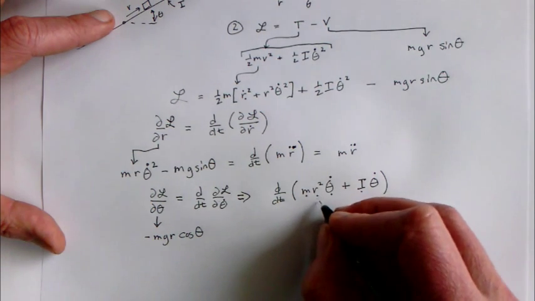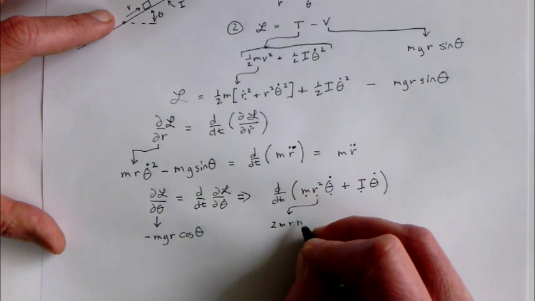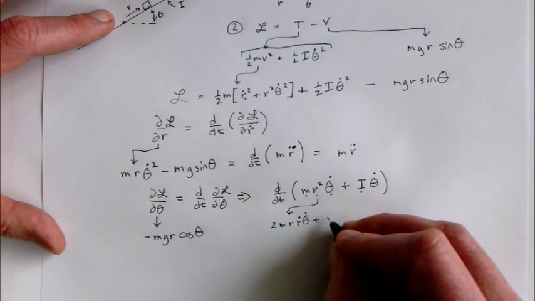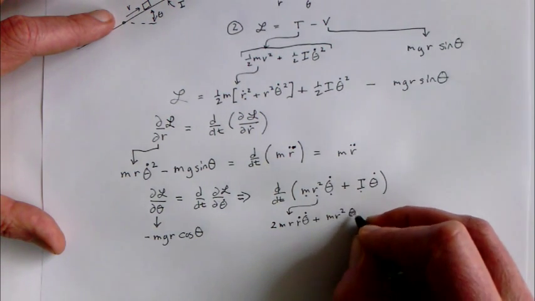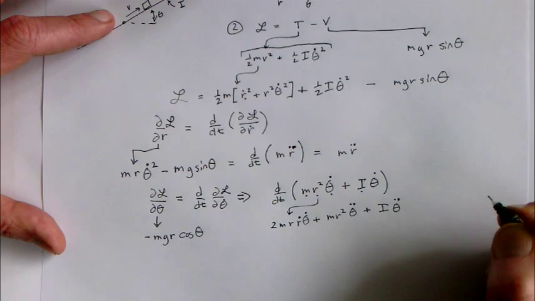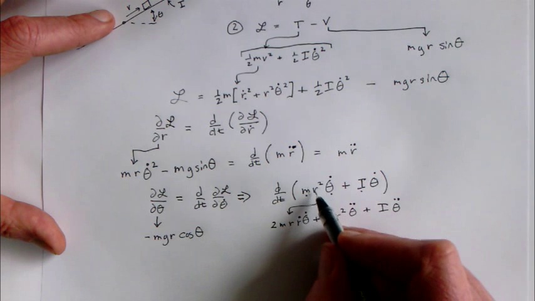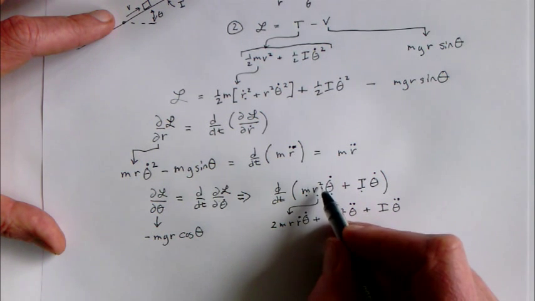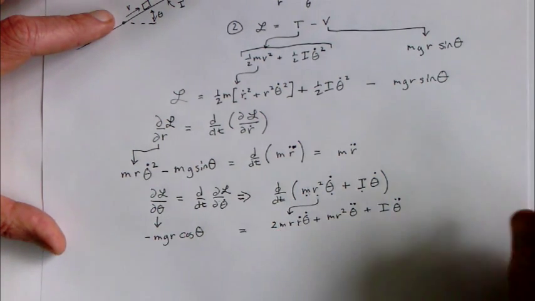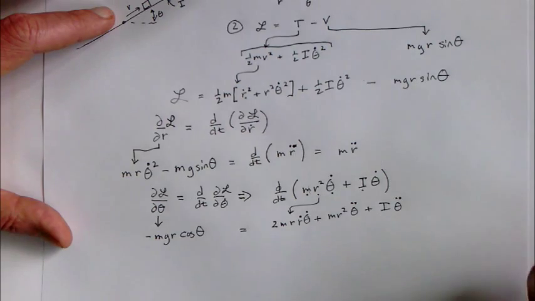So I'm going to end up getting, when I take the time derivative here, 2 times m times r dot times theta dot, right? Plus m times r squared times theta double dot, right? Plus I times theta double dot, right? So this term actually gives me two terms, and one of them is a sort of chain rule term having to do with the fact that when I take the derivative of r squared with respect to time, I get 2r and then an r dot as well. Okay, so I've got a more complicated expression on the right-hand side here, but it's still not too bad.